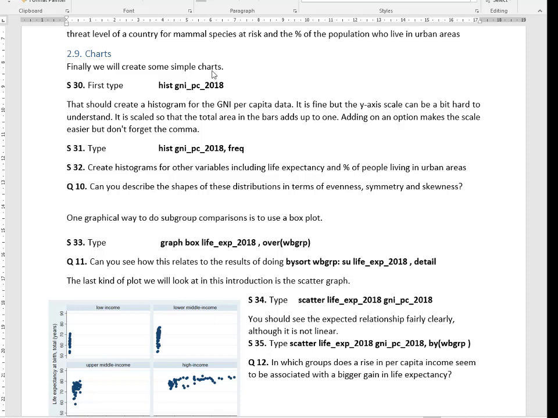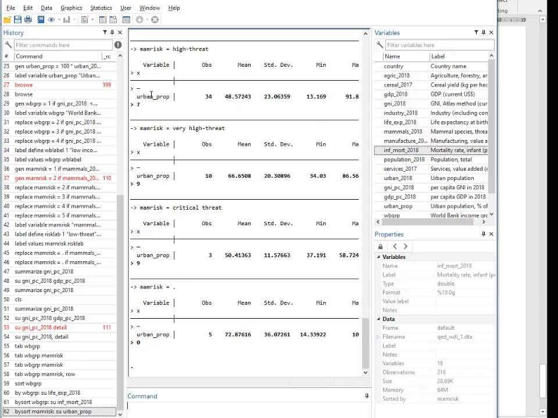Now we look at some charts. So first of all, histogram. You can type histogram, but hist is fine. So this is how to make a histogram for per capita income in 2018.